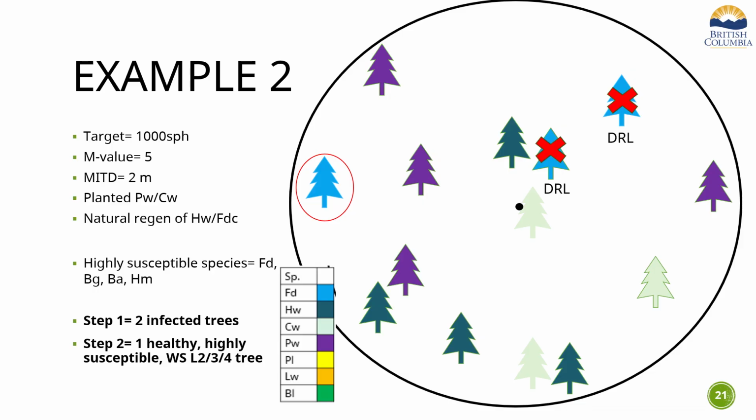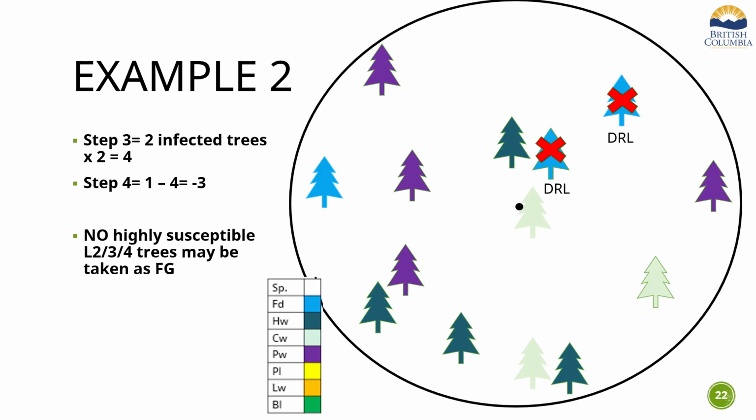For step 2, we need to count the number of healthy, well-spaced, highly susceptible trees. For laminated, Douglas fir, grand fir, amabilis fir, and mountain hemlock are highly susceptible. We only have 1 healthy fir in our plot. We don't have any of the other species. So for step 2, we have 1.